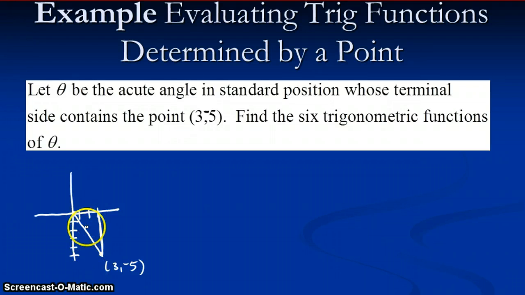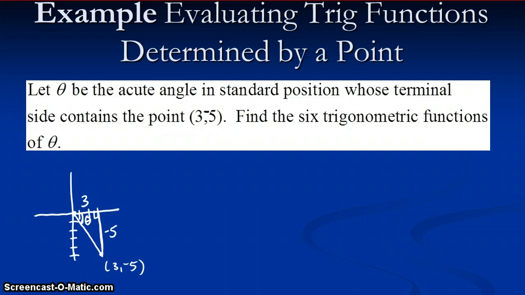The theta that the problem is referring to is always that reference angle. We talked about reference angles when doing our unit circle, and it's always the angle between the x-axis and the terminal side. So that's my theta. Now if I think about this as a right triangle, which it is, this would be a +3, and since I went down 5 here, I'm going to label that leg as a -5.